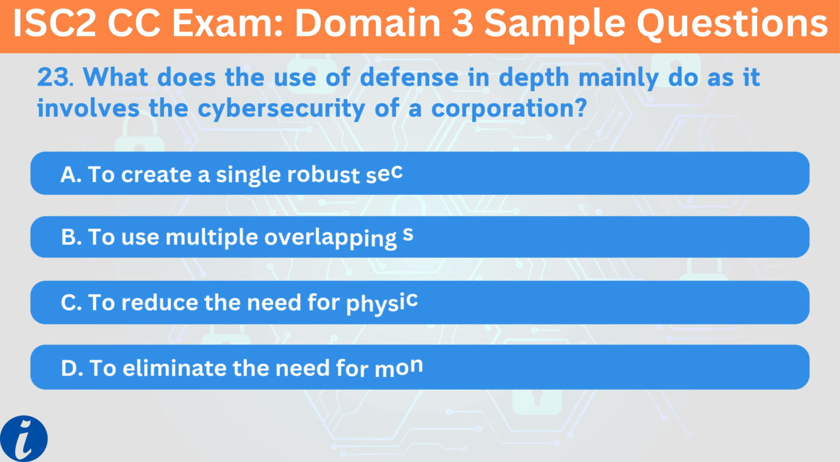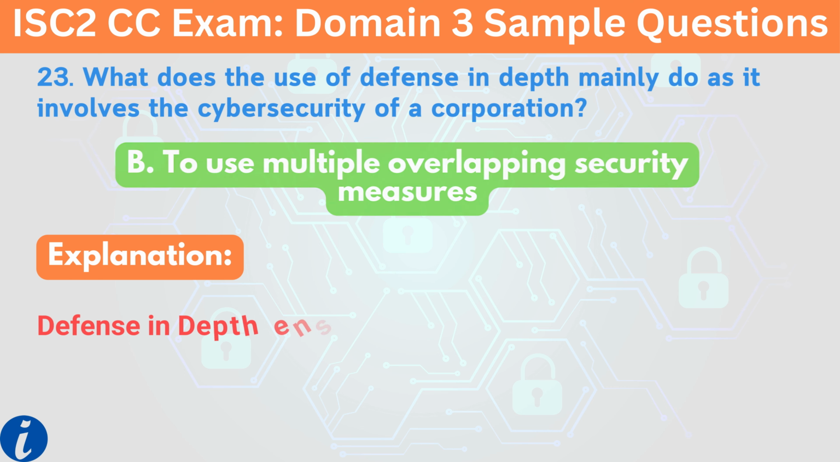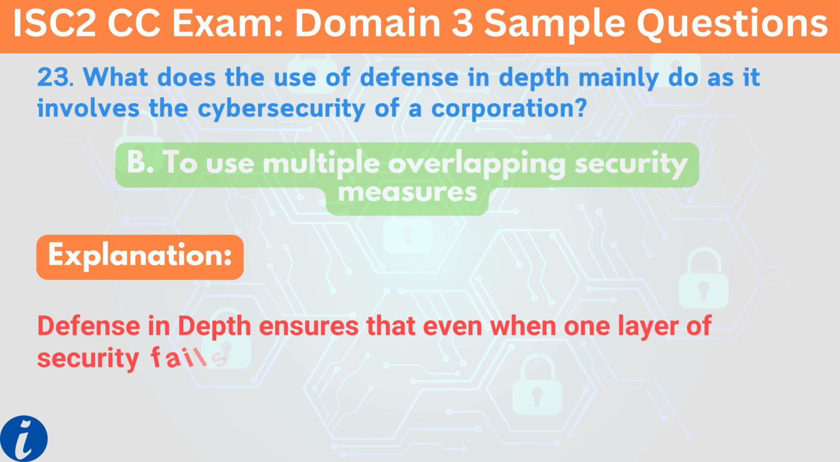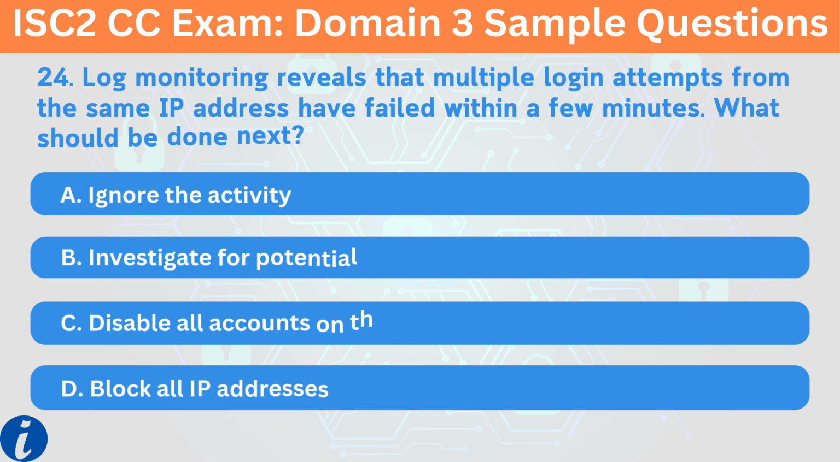23. What does the use of defense in depth mainly do, as it involves the cybersecurity of a corporation? A. To create a single robust security layer. B. To use multiple overlapping security measures. C. To reduce the need for physical security. D. To eliminate the need for monitoring. The correct answer is B. To use multiple overlapping security measures. Explanation. Defense in depth ensures that even when one layer of security fails, the rest remain in place to safeguard the organization's assets.